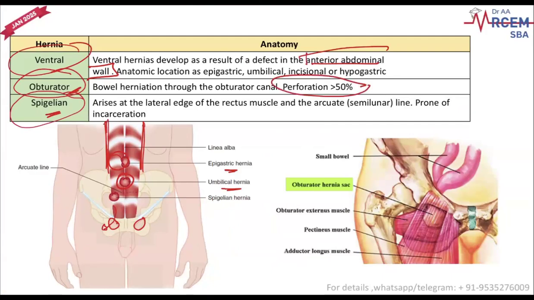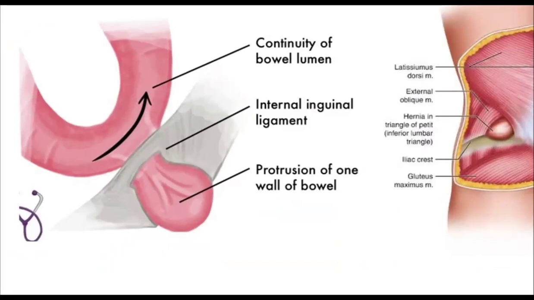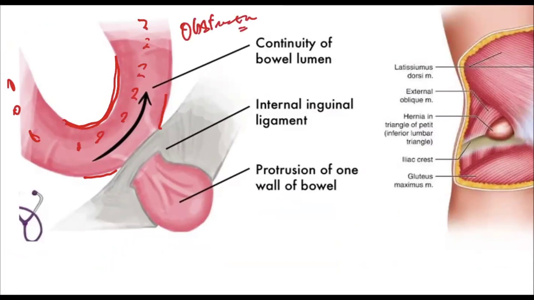The chances of perforation are on the very higher side. Richter's hernia is important, can be tested in the examination because it has a very unusual presentation. What is Richter's hernia? In Richter's hernia, what you can see is only one wall of the bowel has herniated. Another part of the wall of the bowel is still normal. So the lumen is not affected at all. So the food particles you are eating can easily move through the lumen. So it doesn't present with an obstruction at all. There is no obstruction.